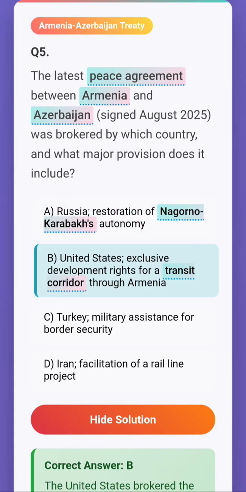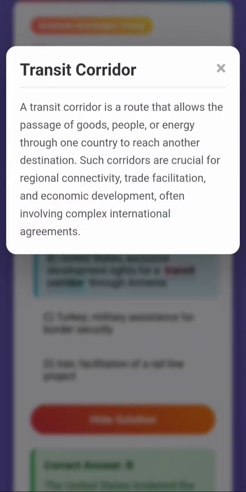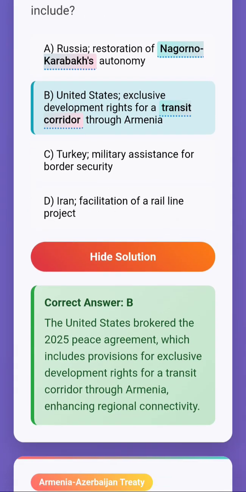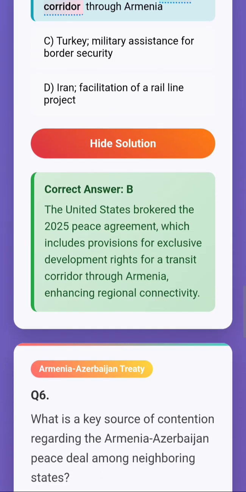So the answer will be United States mediation, and exclusive development rights for a transit corridor. Here another GK, what is transit corridor? Transit corridor is a route that allows the passage of goods and people, energy through one country to reach another destination. Okay, our Indian products will be transited or delivered through another country through the transit corridor. That is the concept here. Okay, so the United States brokered the 2025 peace agreement and transit corridor thing.